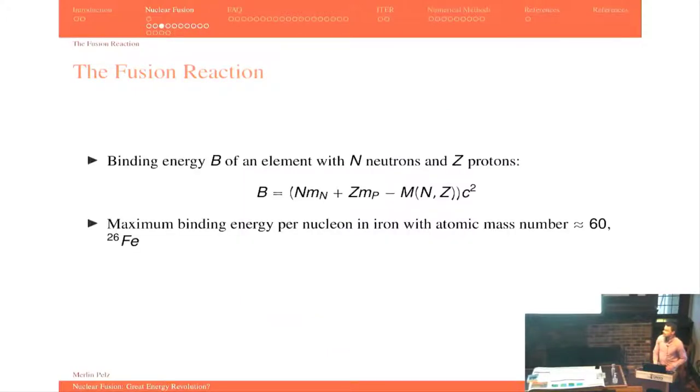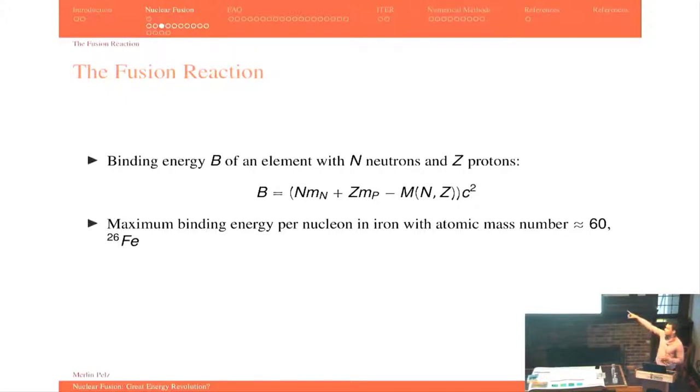Okay. And what is interesting to know, and one of the most interesting quantities, is the binding energy, and the overall energy yield we're going to find afterwards. But the binding energy is the difference between the mass of all the tiny pieces, the nucleons, which is the number of neutrons times the mass of a single neutron plus the number of protons times the mass of a proton, minus the overall mass of the whole nucleus. Because the overall mass of the nucleus is less than the mass of all the tiny pieces, because the energy goes into the binding.